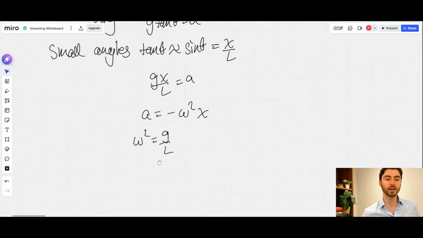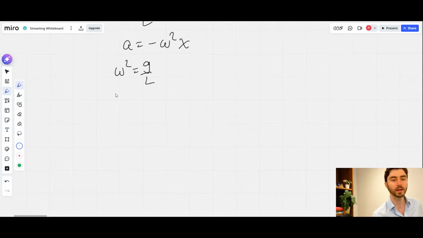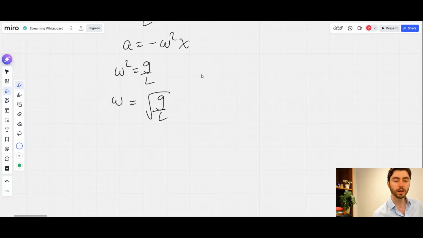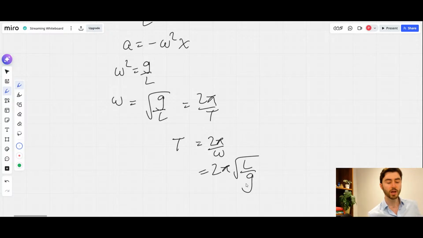And remembering that, that means that omega is equal to root g over L, which is 2 pi over T. So T is 2 pi over omega, which would be equal to 2 pi root L over g, which is the expression you have in your formula book.